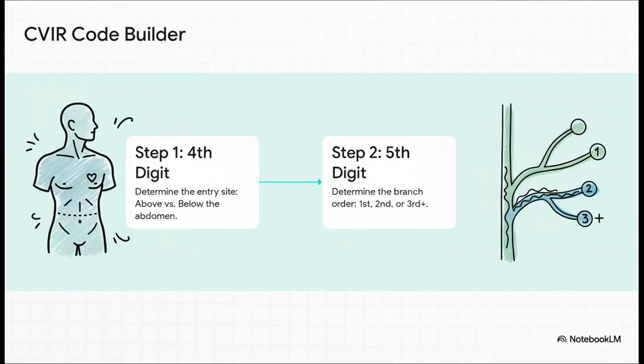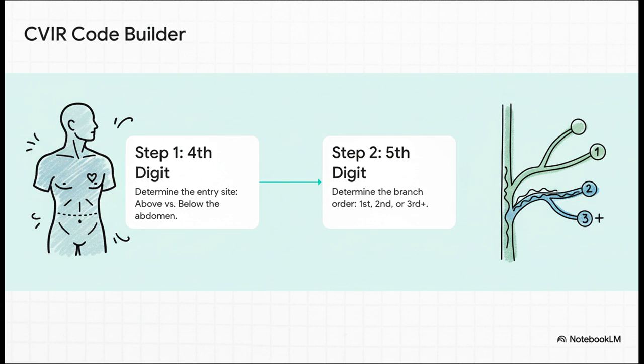That single difference is everything when it comes to the code. And this is how that journey gets turned into a code. The base code is 362, but the last two digits get built like a tiny algorithm. The fourth digit tells you where the journey started, above or below the abdomen, and the fifth digit tells you how far the catheter went down the arterial tree. It's basically a numerical map of the surgeon's path through the body.